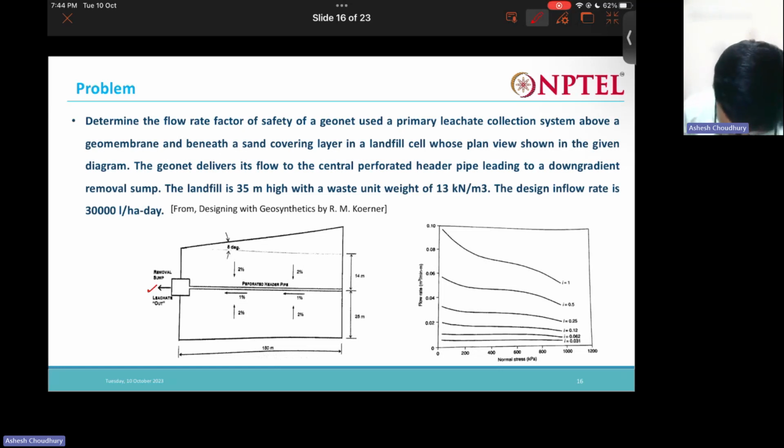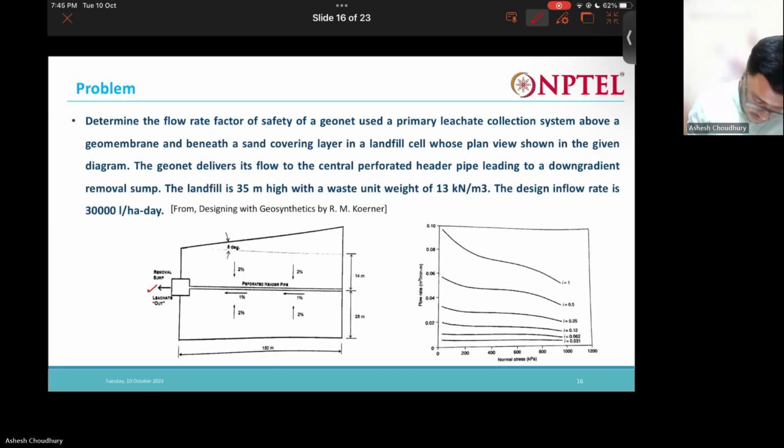A design inflow rate is given, the height of the landfill and the unit weight of the waste are given. So why are the height and the unit weight of the waste important? That is because we need to determine the pressure acting on the geonet. Corresponding to that, you will get the flow rate from the chart that is given here. You can see the length here.